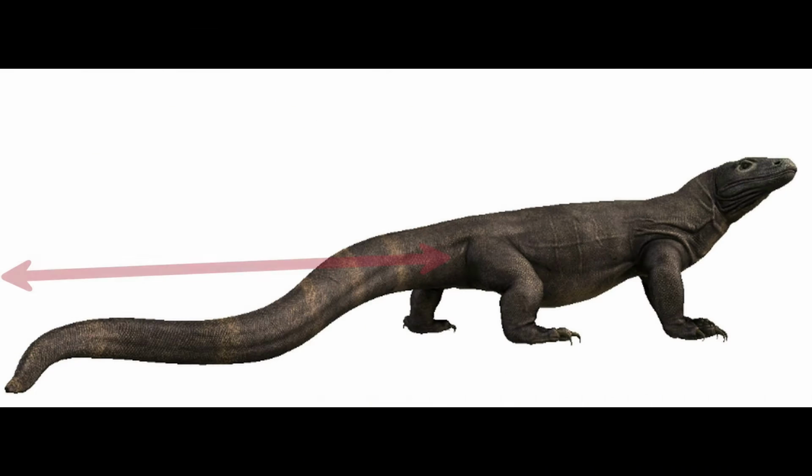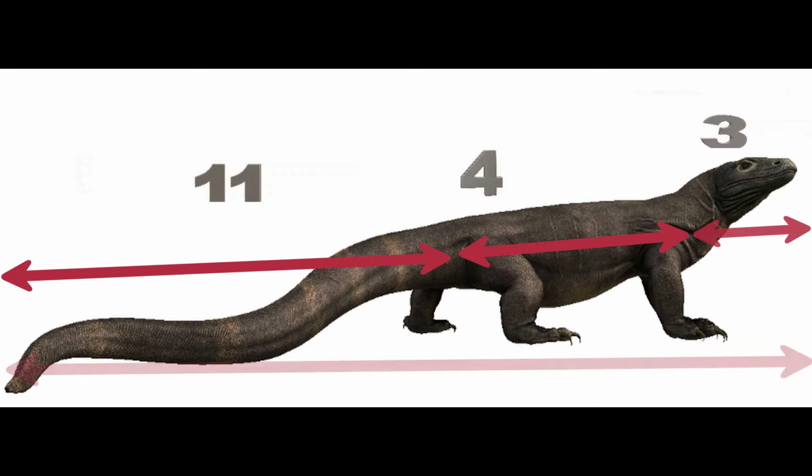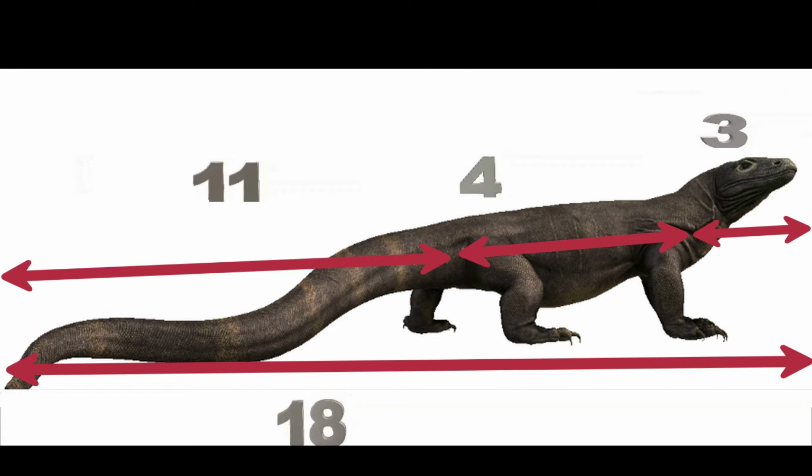Originally described in Euclid's Elements 2,300 years ago, the term states that two quantities are in the golden ratio if the ratio between them is identical to the ratio of their sum to the larger of the two. For example, if the length of a lizard is 18 centimeters, then the tail will be 11 centimeters, the body is 4 centimeters, and the head is 3 centimeters.